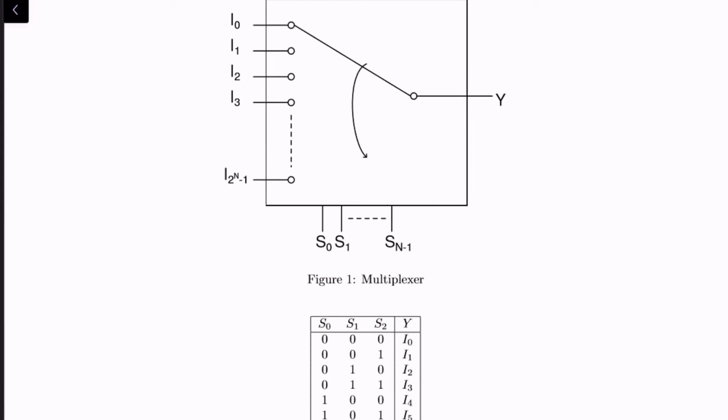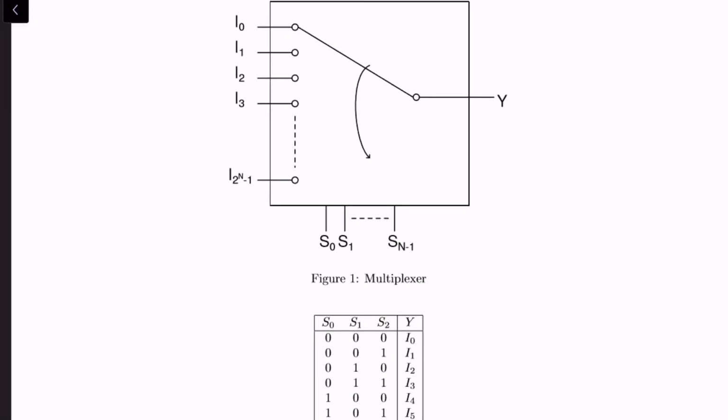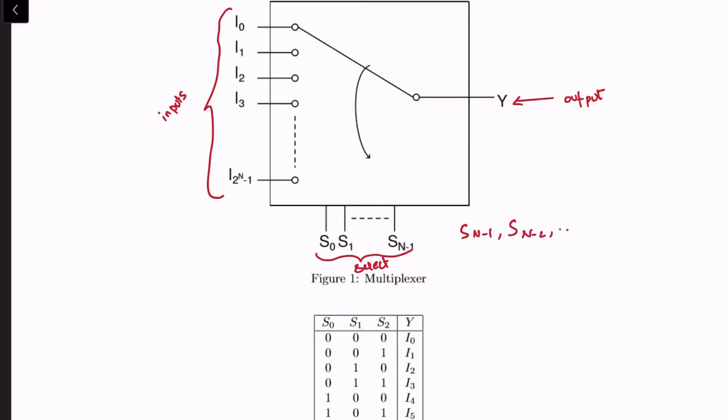First, a little bit of background on what a multiplexer is. A multiplexer is a combinatorial circuit that accepts 2 power n inputs and n select signals, which are also inputs, and has one output. As the diagram suggests, the purpose of the multiplexer is to simply pass the selected input, let's say Sn minus 1, Sn minus 2, so on till S0, that is the select line.